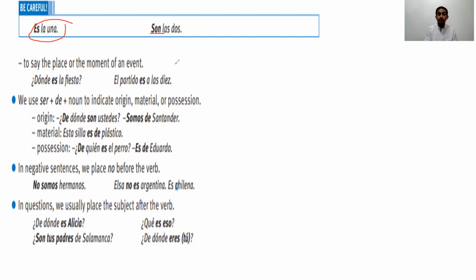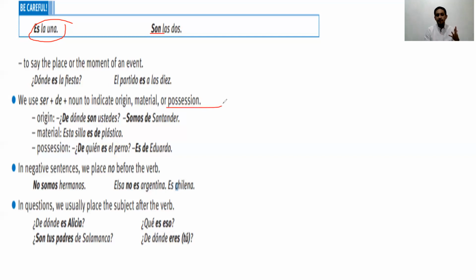We also use ser plus the preposition de to indicate the origin, material, or possession, right? So, origin. ¿De dónde son ustedes? Somos de Santander. Where are you from? We are from Santander, in this case. Material. Esta silla es de plástico. This chair is made of plastic. So in Spanish, instead of saying is made of, we say es de plástico. And possession. Whose dog is that? It's Edward's dog, right? In Spanish, you would say, ¿de quién es el perro? Es de Eduardo. So we use it to show possession, right?